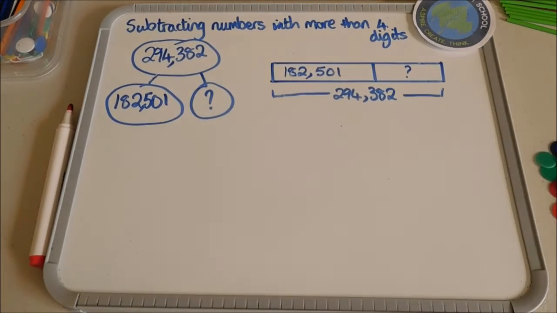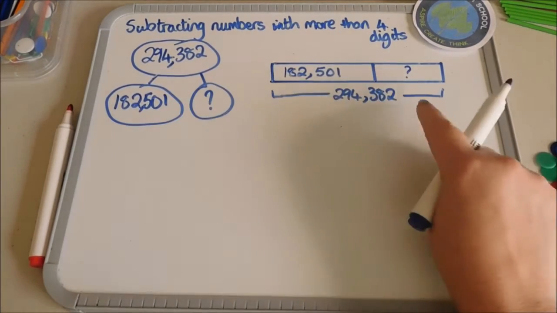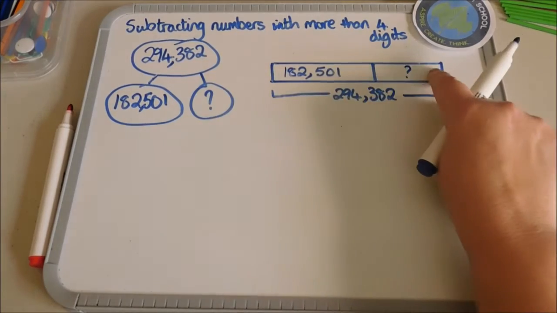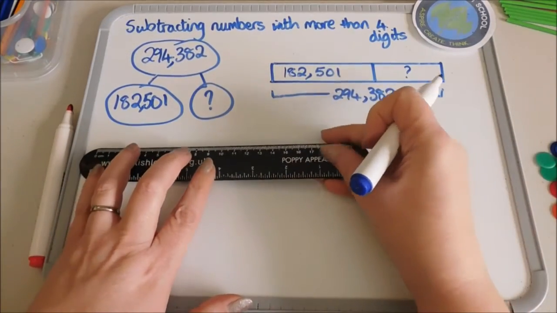So the children might be shown it as a bar model like this. There are other bar models that the children might see, but either way the visual representation tells me and the children that they need to subtract to find the missing number. Now, place value counters or plain counters on a place value grid are the most effective concrete resource when subtracting numbers with more than 4 digits.